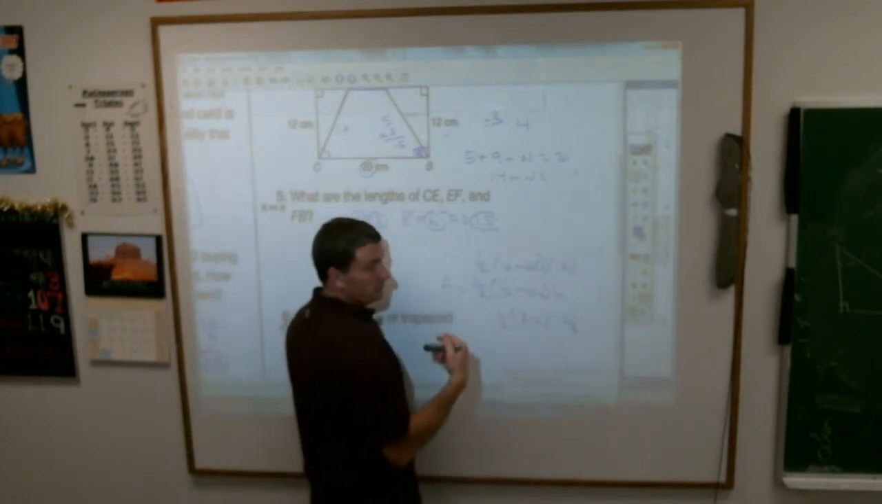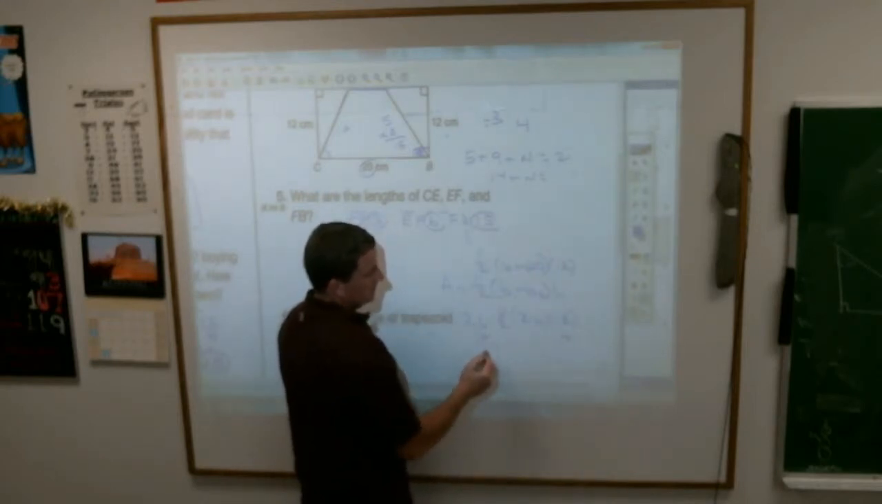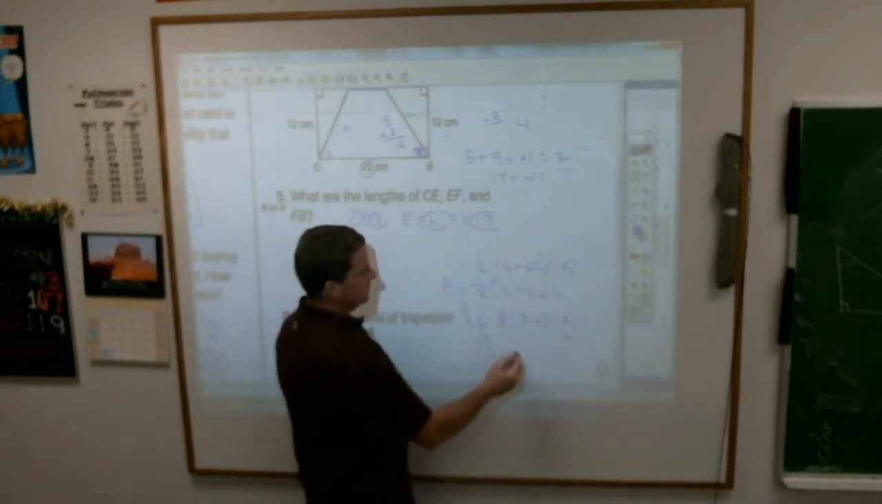Alex says, I'm going to cut 12 in half and get 6. So 26 times 6, 156 centimeters, that's area squared.